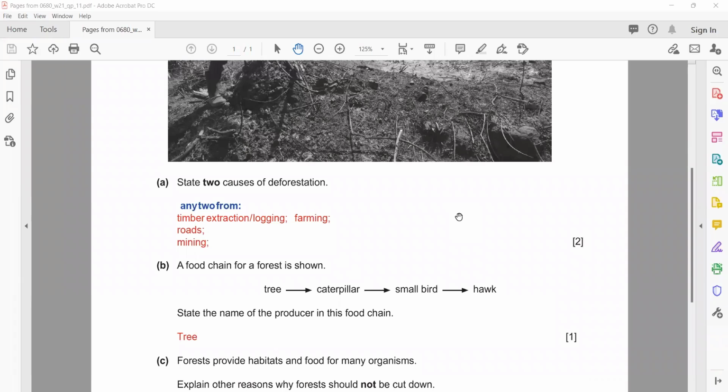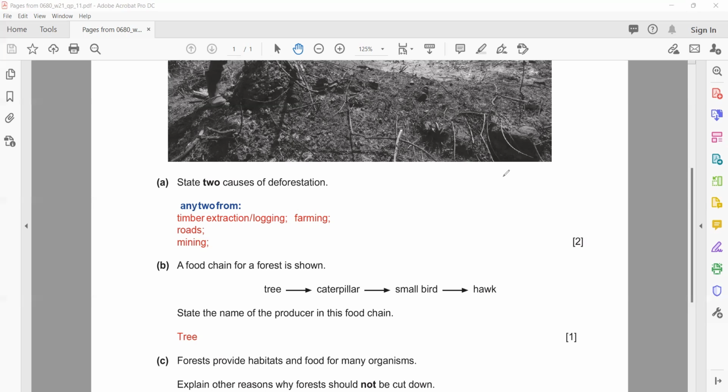After that, they're saying that forest provides habitats and food for many organisms. Explain the other reason why the forest should not be cut down. Already they told you about the habitat. What are the other reasons you should not cut the trees? Carbon dioxide intake because of global warming. Yes, they are storing carbon dioxide, they are the sinks for carbon dioxide. Good. Then what else?